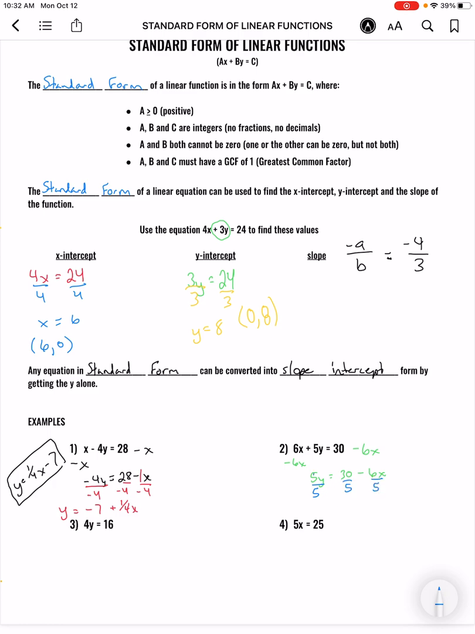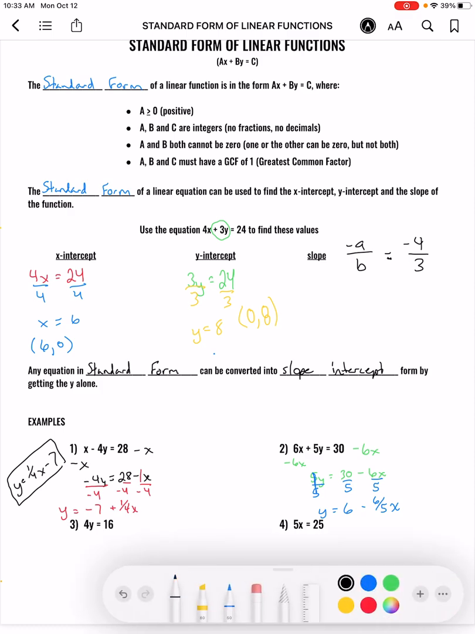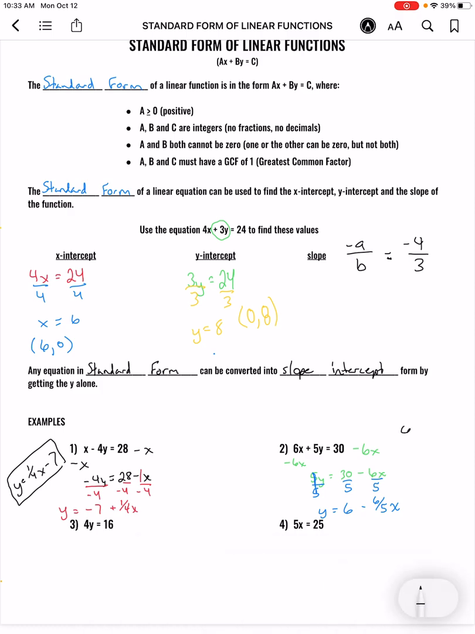Again, 5y divided by 5 becomes simply y. 30 divided by 5 is 6. And then I can't do negative 6 divided by 5, so I just write it as negative 6/5 x, or y equals 6 minus 6/5 x. And again, if we want to write it in slope-intercept form, we would say y equals a negative 6/5 x plus 6. So that negative right here would travel with the slope. Negative 6/5 x plus 6.